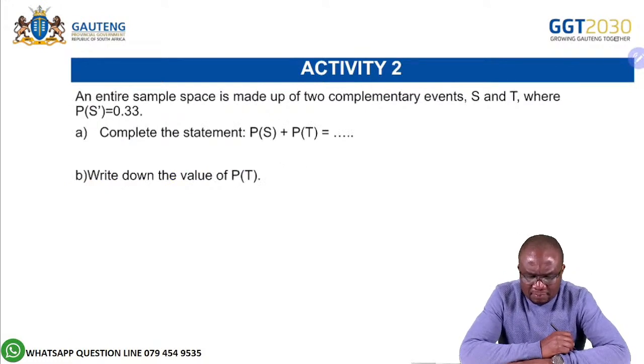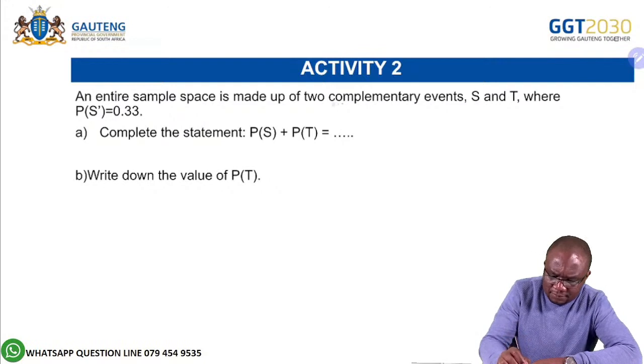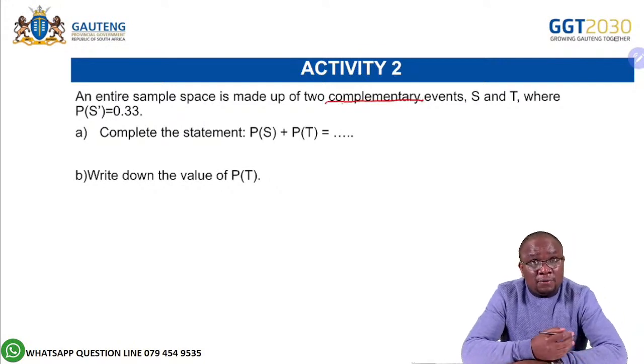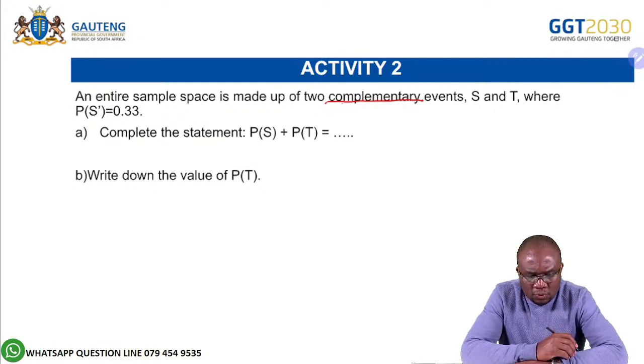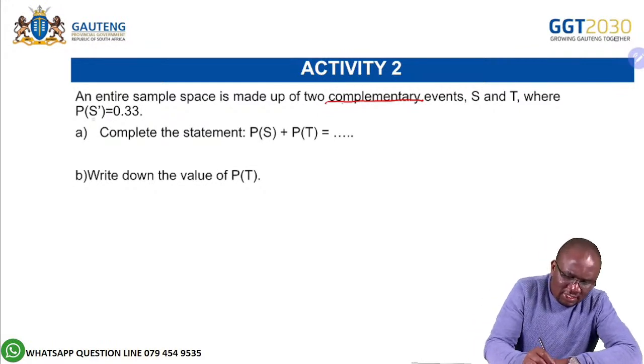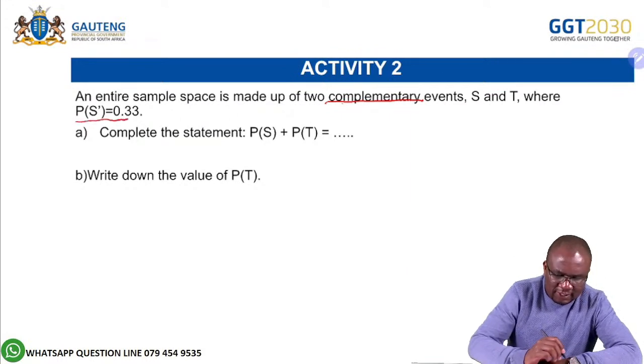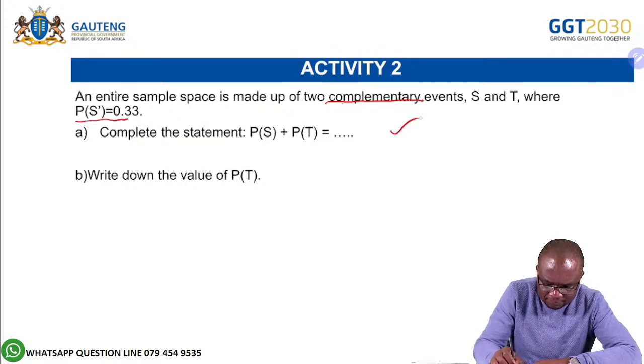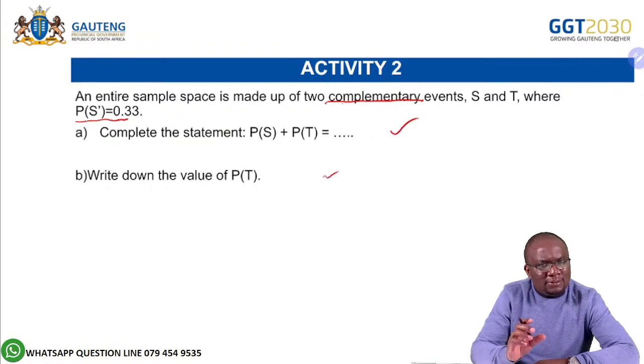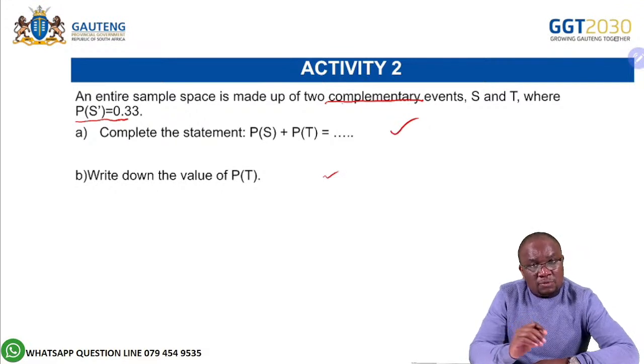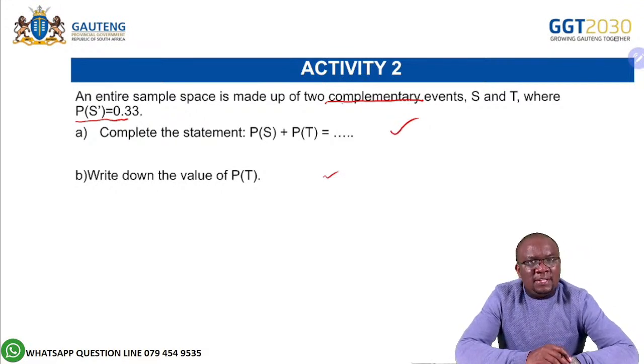Right, again, it's coming from a past examination paper. An entire sample space is made up of two complementary events. Please take note. So you must know, when you're talking about complementary events, what are we talking about? Where the probability of not S is 0.33. Complete the statement and then write down the value of probability of T. It says write down, not even calculate, write down, using what we have discussed. Can you answer these two, A and B, in 1 minute?